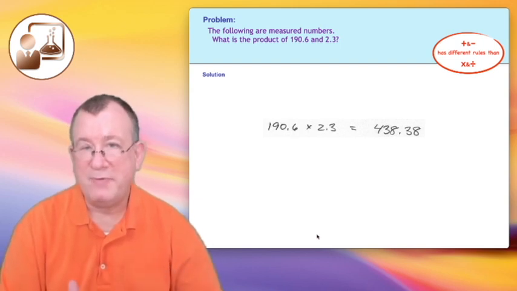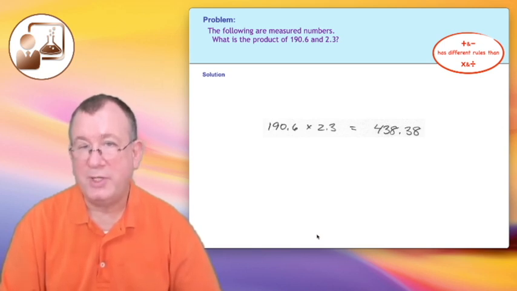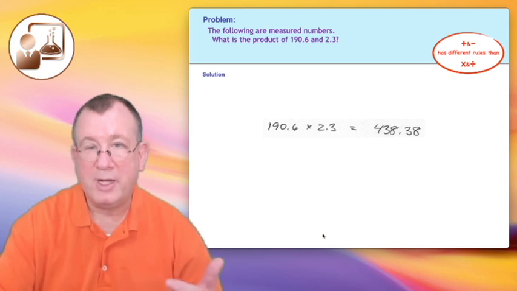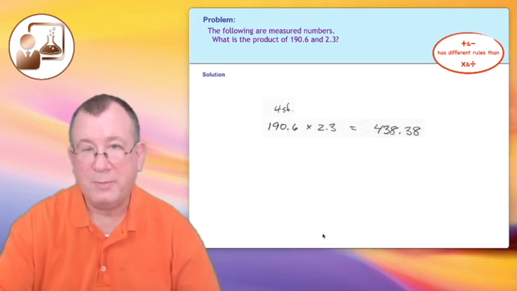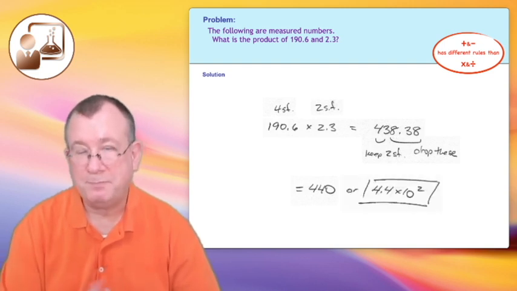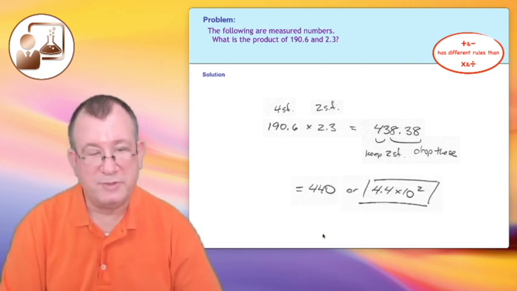Some of that is calculator noise. Where do I cut it off? Well, it's multiplication and division. 4 significant figures times 2 significant figures. I can only keep 2. I cut it off after the 3. What's after that is less than 50% of the way to the next digit, so I write 440. Or what I could do is 4.4 times 10 to the second. Either one of those two is valid.